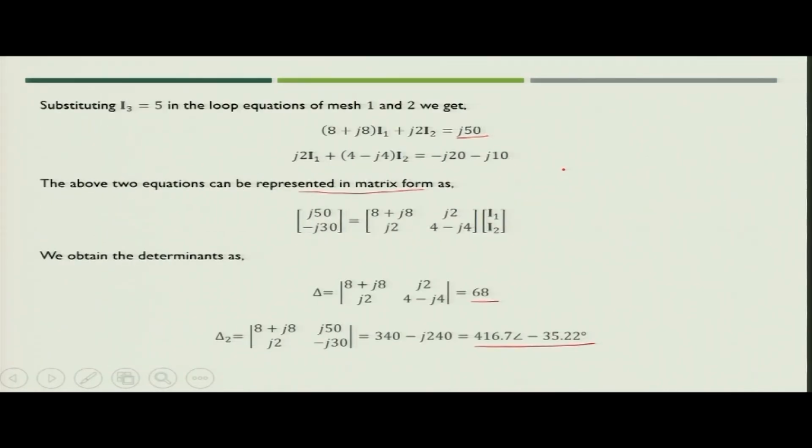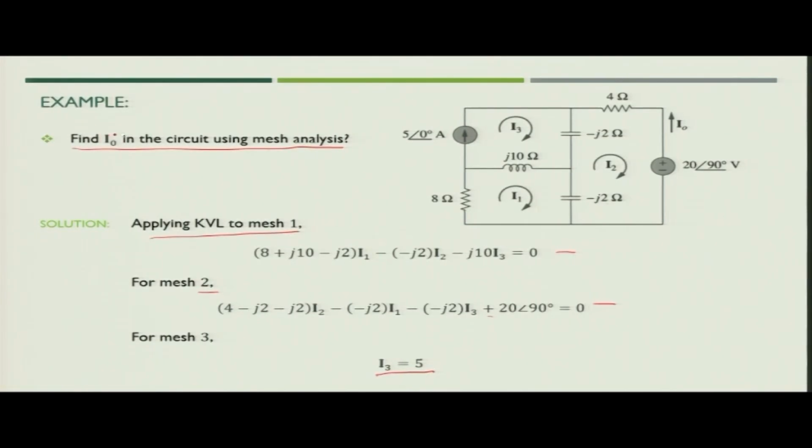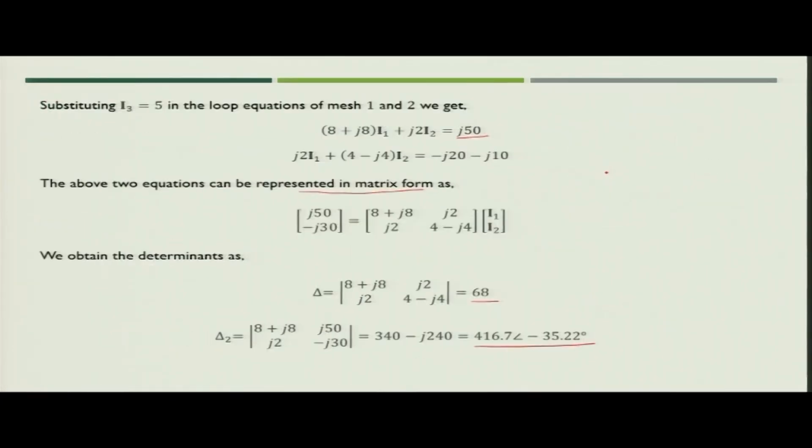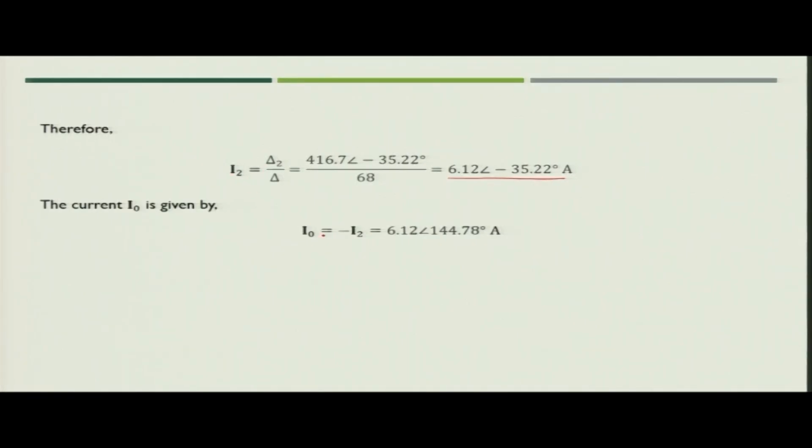Now, in the question we need to find out the value of current I naught. So, what is I naught? I naught is nothing but minus of I2, and we have calculated the value of I2. So, the I naught value will be equal to minus of I2. So, what we can write? We can write minus of I2 as minus of 6.12 angle minus 35.22 ampere.